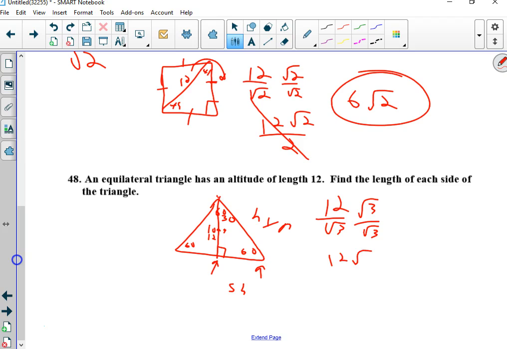I get 12 radical 3 on the top and 3 on the bottom. I divide 3 into 12 and get 4 radical 3. So my short side is 4 radical 3. Now I'm going from my short to my hypotenuse. All I do is double the 4, and I get 8 radical 3. And that is it. And that is your review at just under 51 minutes.